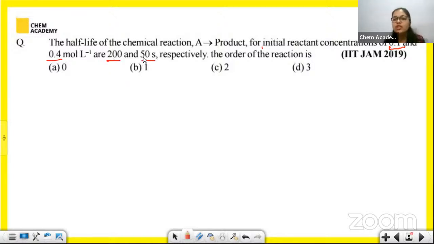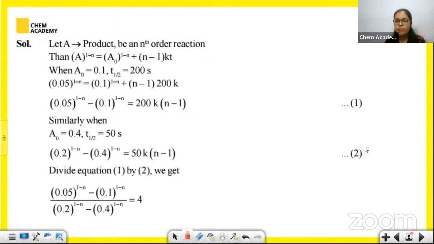What have we been asked to calculate here? We have to determine the order of this reaction. Let us see how we will determine the order for this reaction. So, as I told you earlier, the general integrated rate equation. So this step we got from the general equation. I will write it again.